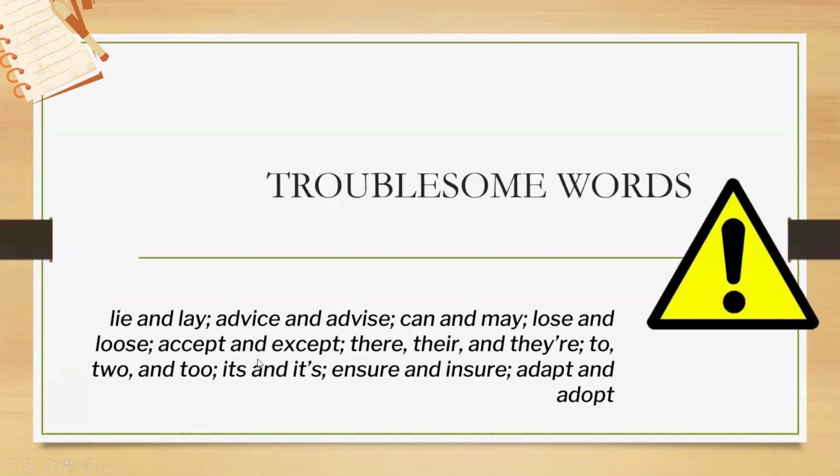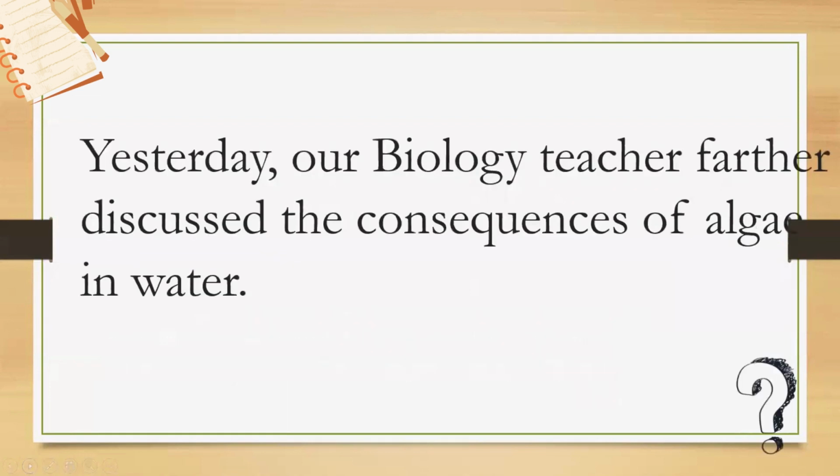Same also with accept and except. Accept is a verb, except is a preposition. There is an adverb, their is a pronoun. They're is a contraction of they are. We also have to as a preposition, two which is a number, too which is an adverb. So I hope that we know how to differentiate one word from the other, and the form itself or what part of speech, so we know how to use them correctly.